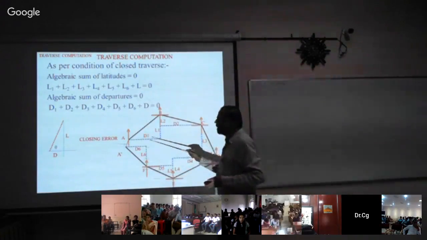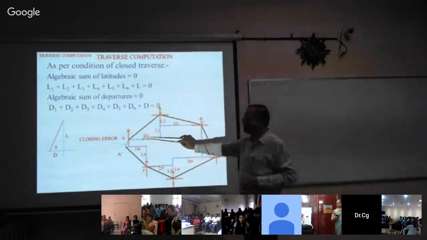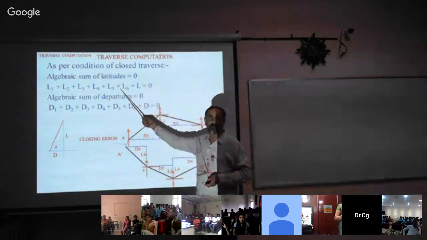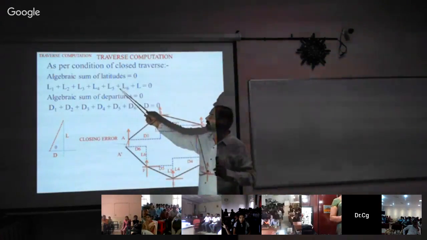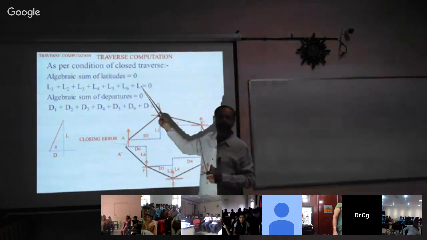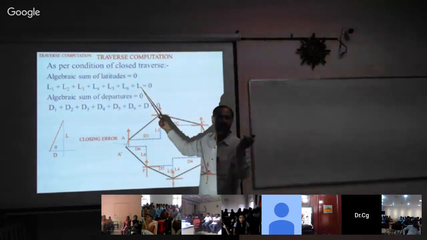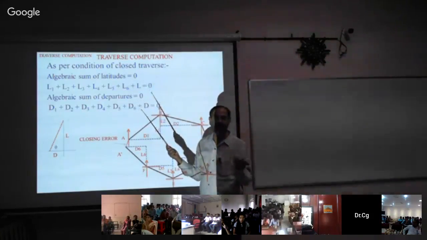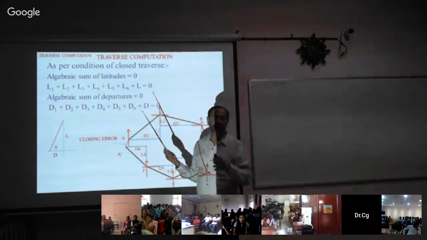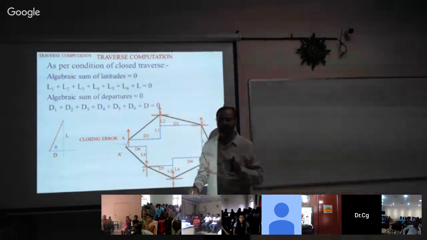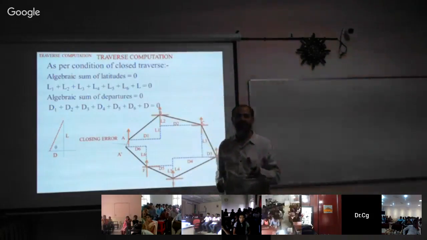Now please understand, calculate the latitude and departure of all the survey lines and substitute here. If your work is correct, then this becomes 0. If your work is not correct, then there will be some residue, maybe 2 meters, 3 meters, 5 meters, depending upon the quality of your work, how intelligently you carry out the work, and also the quality of the instrument.